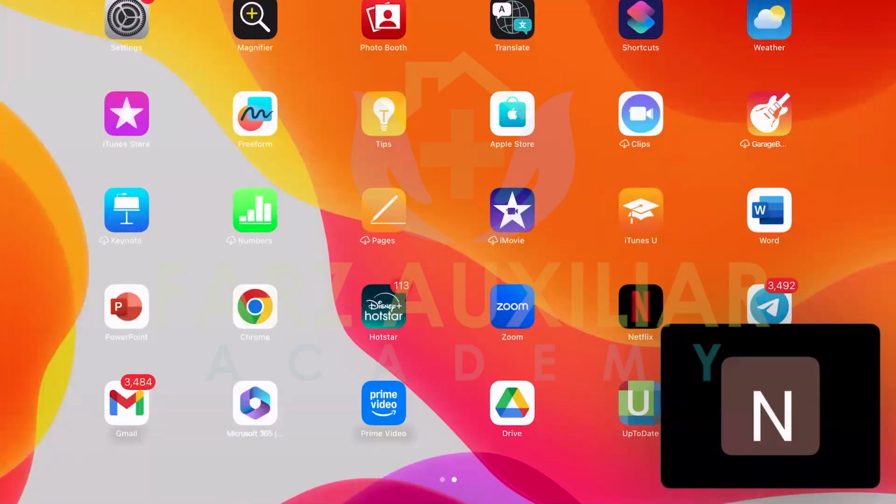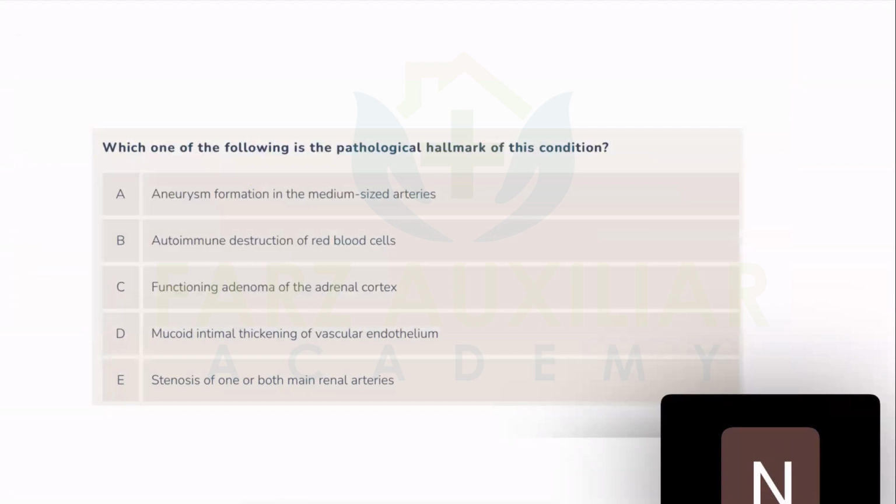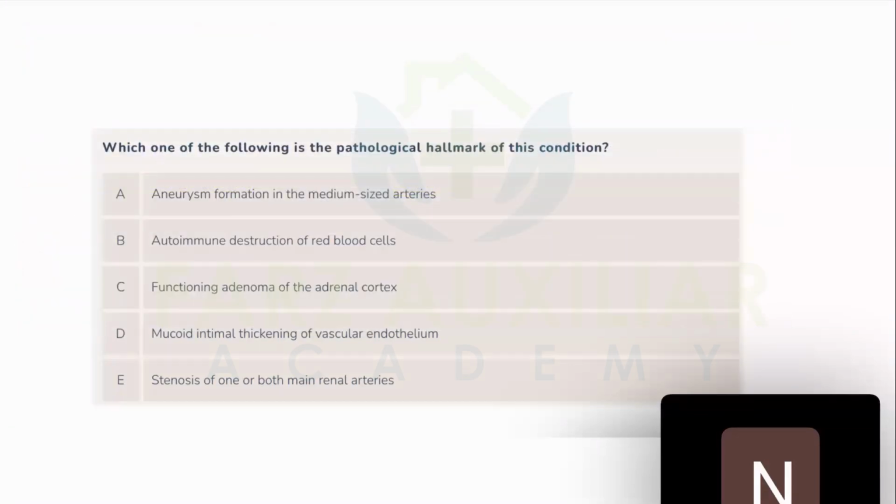Yeah, I mean option D is the answer here. The only reason I used this was so that you guys go and study this renal crisis and the scleroderma part. It's mucoid intimal thickening of the vascular endothelium, classical. It's not a stenosis, it's not an RTA, renal tubular acidosis. Functioning adenoma obviously is not there. Autoimmune destruction, there is nothing suggestive of an autoimmune cause here. Aneurysm is found in scleroderma, but here the patient is suffering from renal crisis, so the answer is intimal thickening of the vascular endothelium.